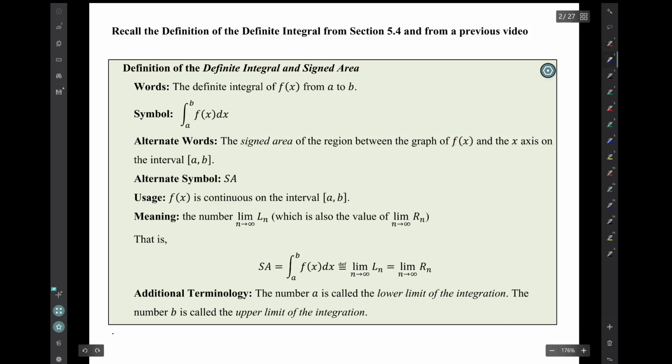There's some additional terminology that I neglected to include when I introduced the definite integral in a previous video. The number a is called the lower limit of the integration. The number b is called the upper limit of the integration.